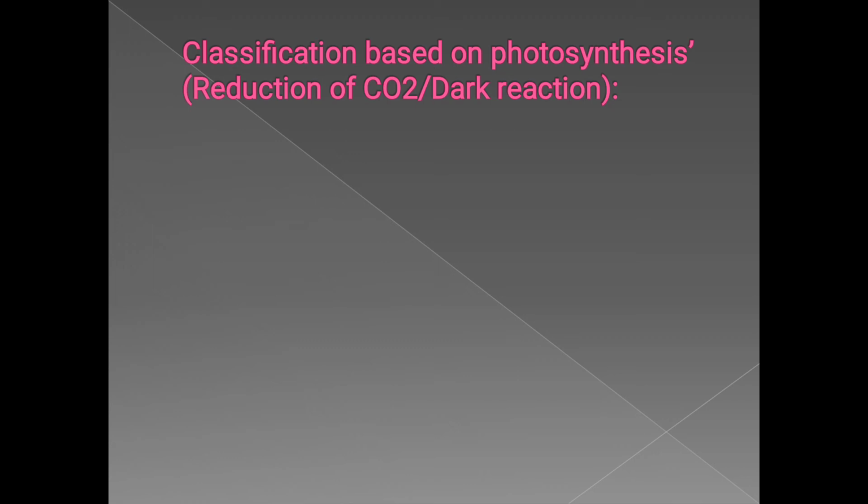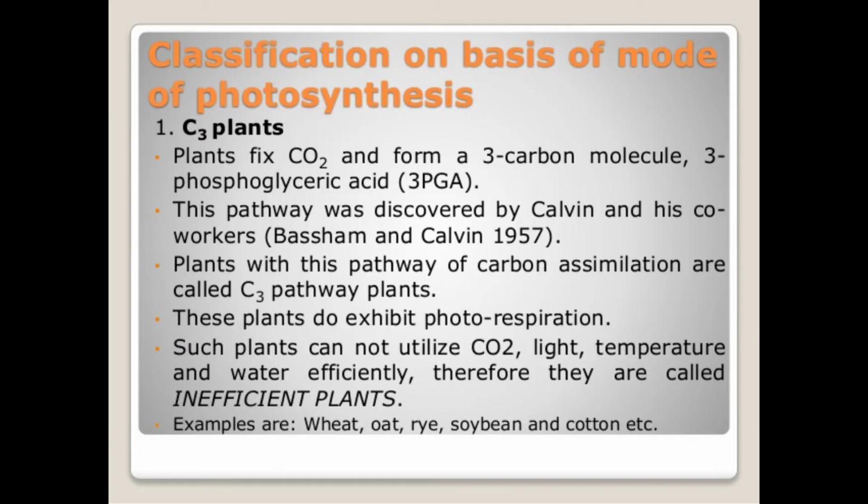Then the next one is the classification based on the mode of photosynthesis. First one is the C3 plants. C3 plants fix the CO2 and form a 3 carbon molecule, 3 phosphoglyceric acid. This pathway was discovered by Calvin and his co-workers. These plants exhibit photorespiration.